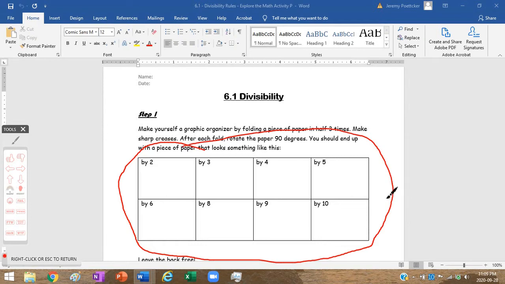What I'd like you to do then is, similar to how I have it on this page, label each of the sections of your paper, just like I have here: by 2, by 3, by 4, by 5, 6, 8, 9, and 10. Leave the backside free. You're going to need that, but not yet. Okay, so pause this and go ahead and do that.